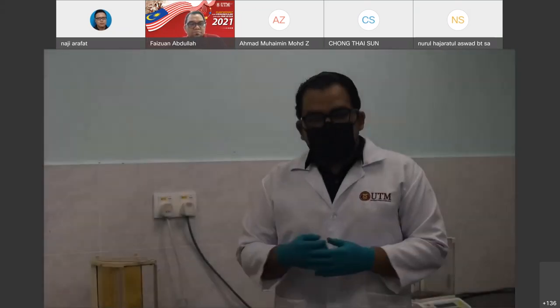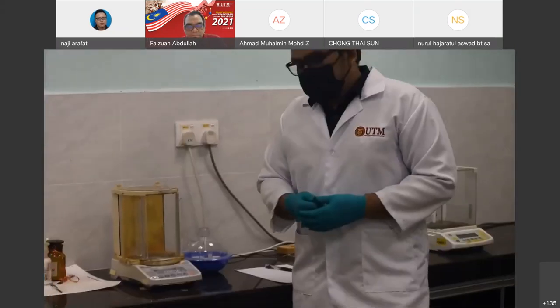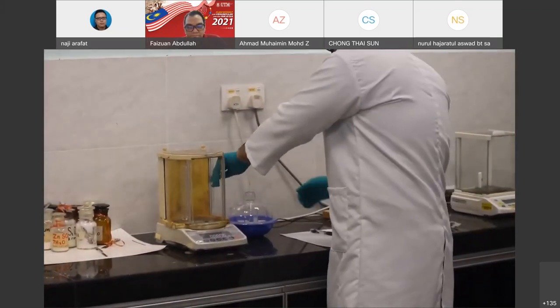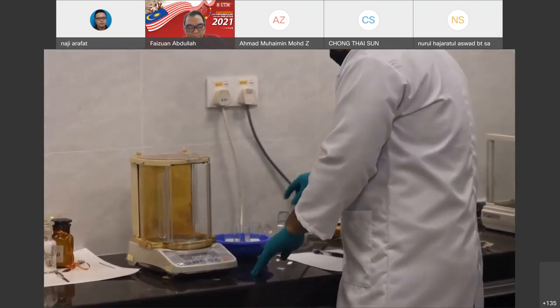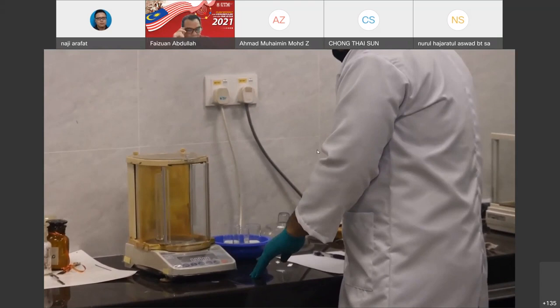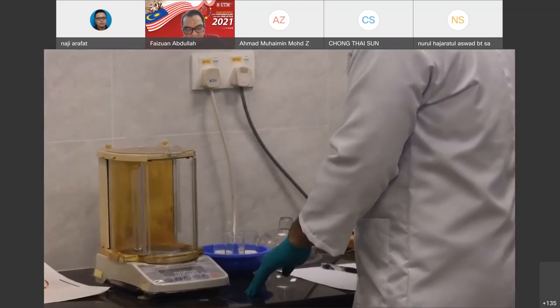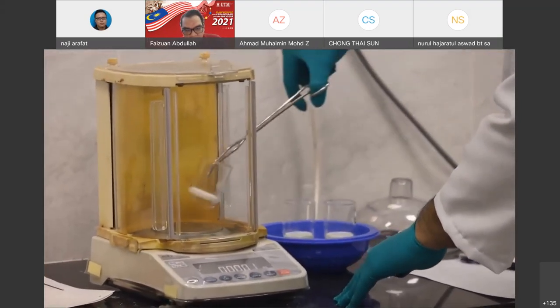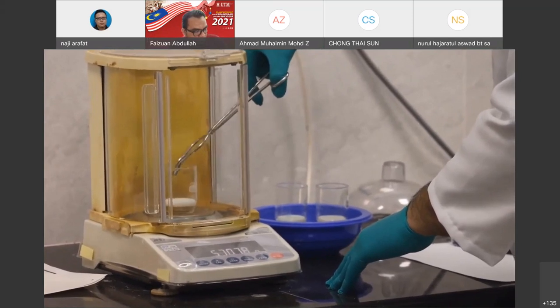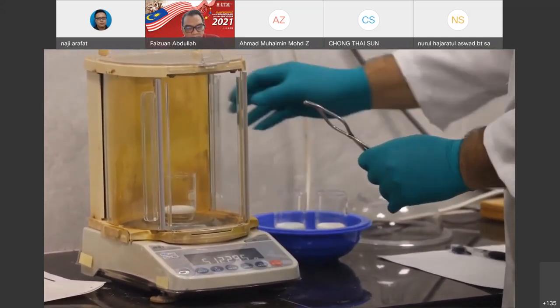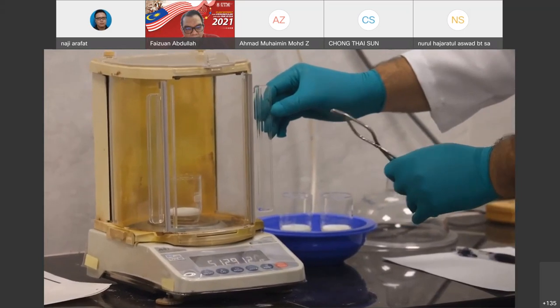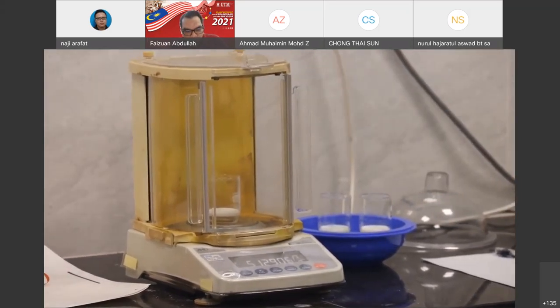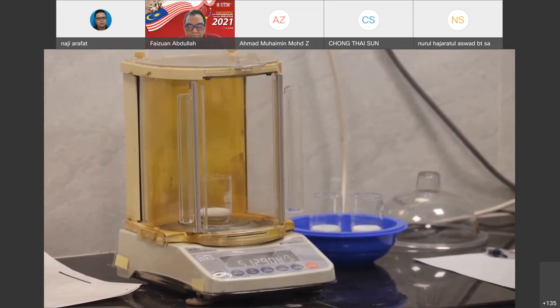Next step is to weigh the crucible, and I'm going to weigh each and every crucible using this weighing balance one by one. So make sure that your weighing balance is actually working accordingly. It's set to zero. Now, I'm removing the first crucible from the desiccator, and I'm going to transfer that on the weighing balance. Careful, make sure that you place the crucible at the center of the weighing balance and then close the lid.